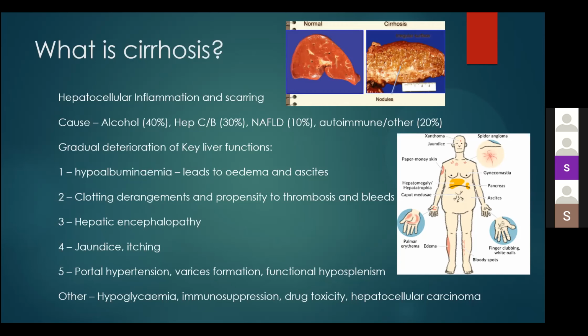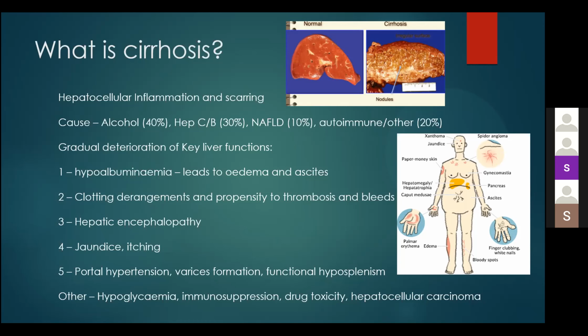So it breaks down less of the ammonia, which leads to hepatic encephalopathy, which we'll cover in a second. And also it breaks down less of the bilirubin, which leads to raised bilirubin and deposition in the skin, the sclera, and picked up as being a jaundiced patient on examination. Also causes a lot of itching to the patient.